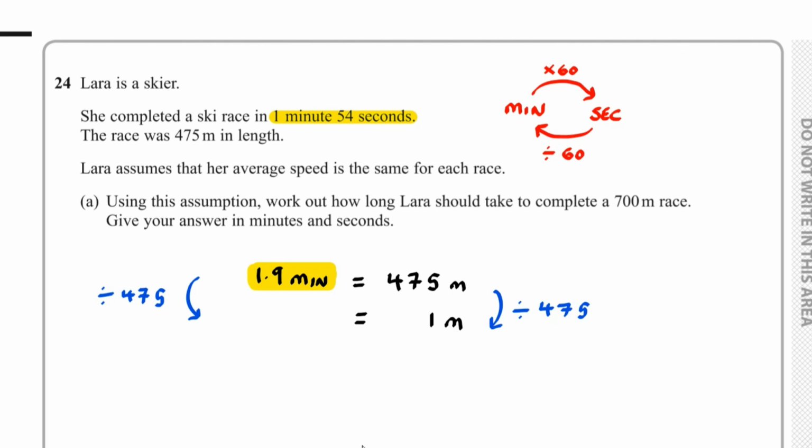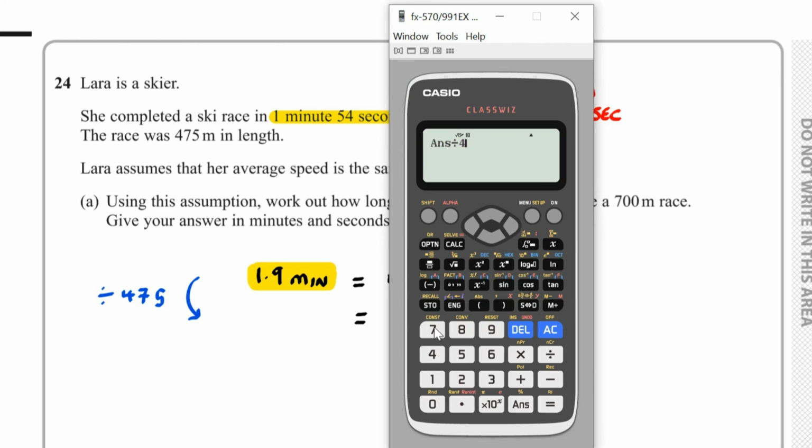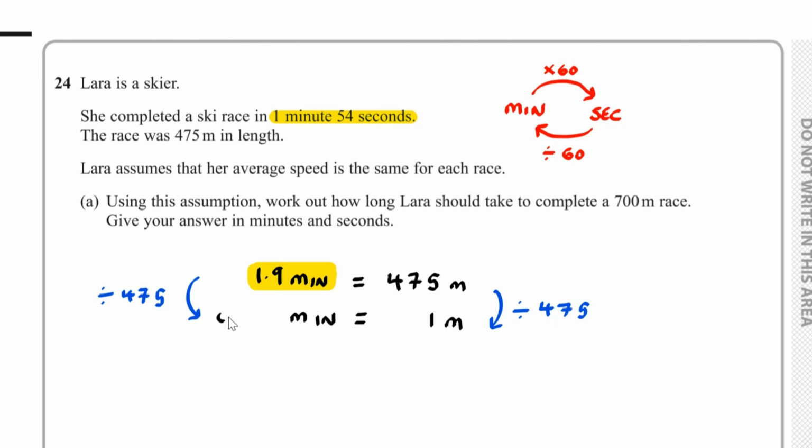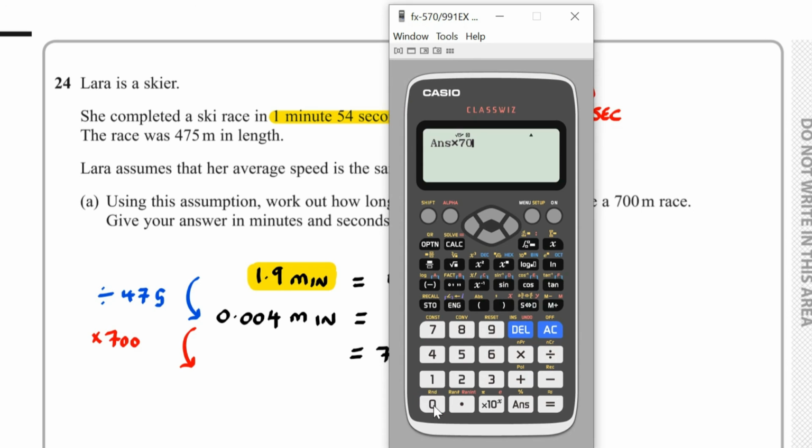So to find out how long it will take for 1 meter, I need to do 1.9 divided by 475, which is 0.004 minutes. So 0.004 minutes, that's how long it will take to complete 1 meter. And what we want to do in this question is find out how long it will take to complete 700 meters. So what I have to do now is multiply both sides by 700. So if I do that, it turns out we get 2.8 minutes.